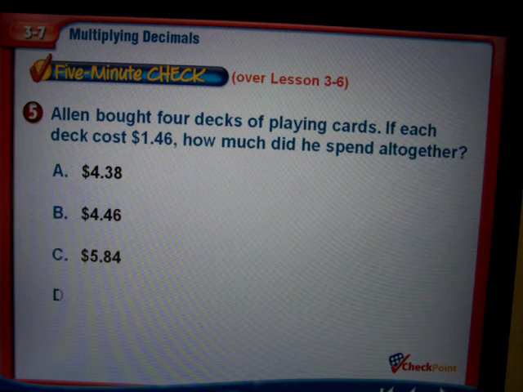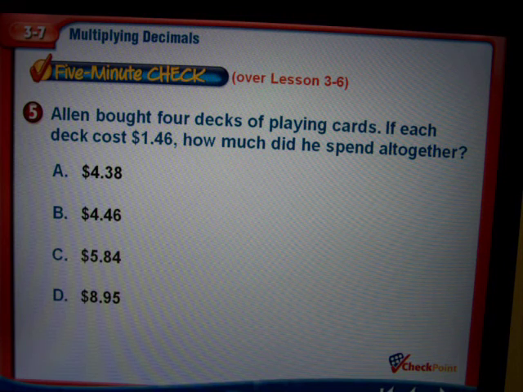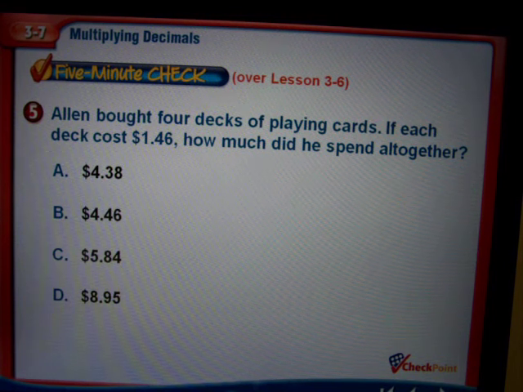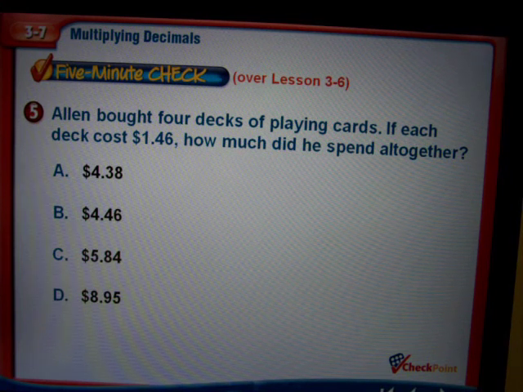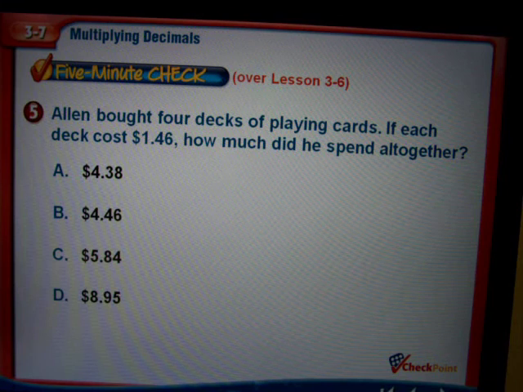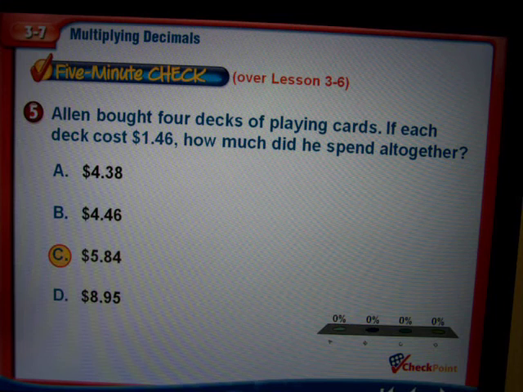Alright, so now Alan bought 4 decks of playing cards. If each deck cost $1.46, how much did he spend all together? Is the answer A, $4.38, B, $4.46, C, $5.84, or D, $8.95. And your answer is C.